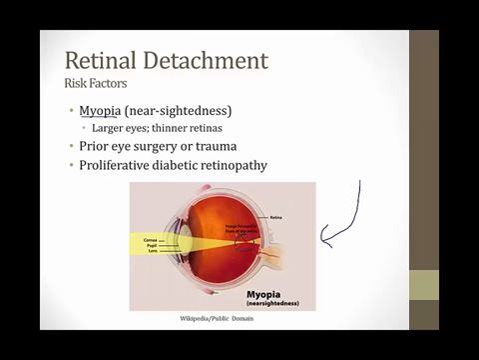This can occur when patients have larger eyes. In other words, the eyeball is just a little bit too big, and therefore the focal point of the cornea does not fall on the retina. Instead, it falls in front of the retina. When patients have larger eyes, they tend to have slightly thinner retinas, and this sets them up for a retinal detachment.